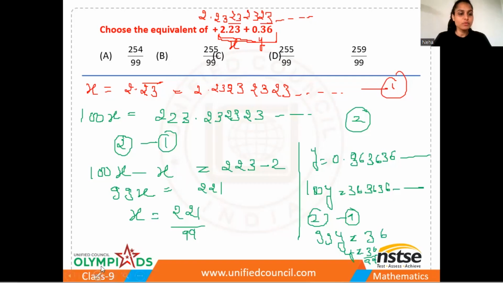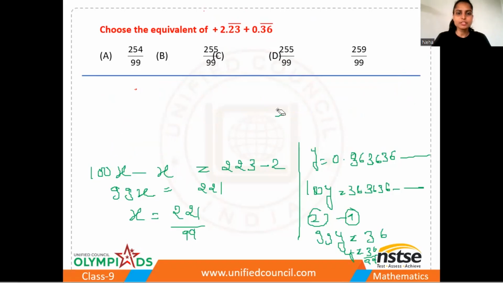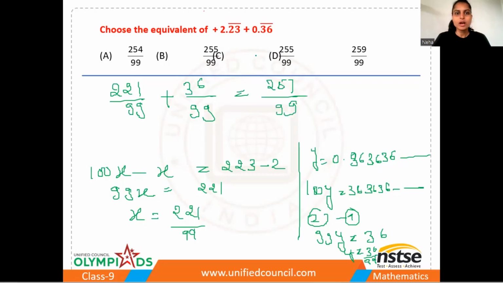Perfect. Now we have two values. So let me add both the values, because the question is asking for the addition of both the values. I think the next step is quite simple. You have to just add the numbers. So now here it becomes 221 over 99 minus 36 over 99. All right, this is not minus, this is plus. So this becomes 257 over 99. Wait a second, 6 plus 1 is 7, and this is 5, and this is 257 over 99.